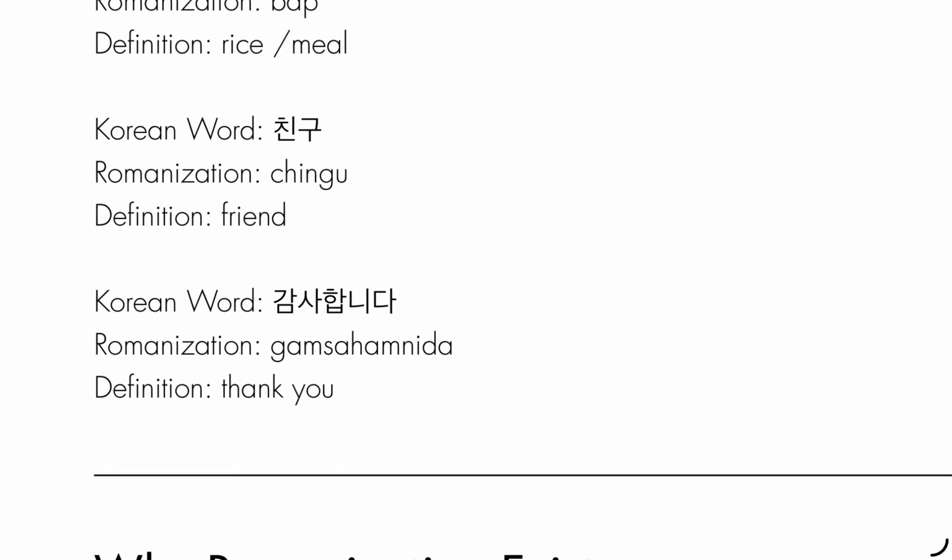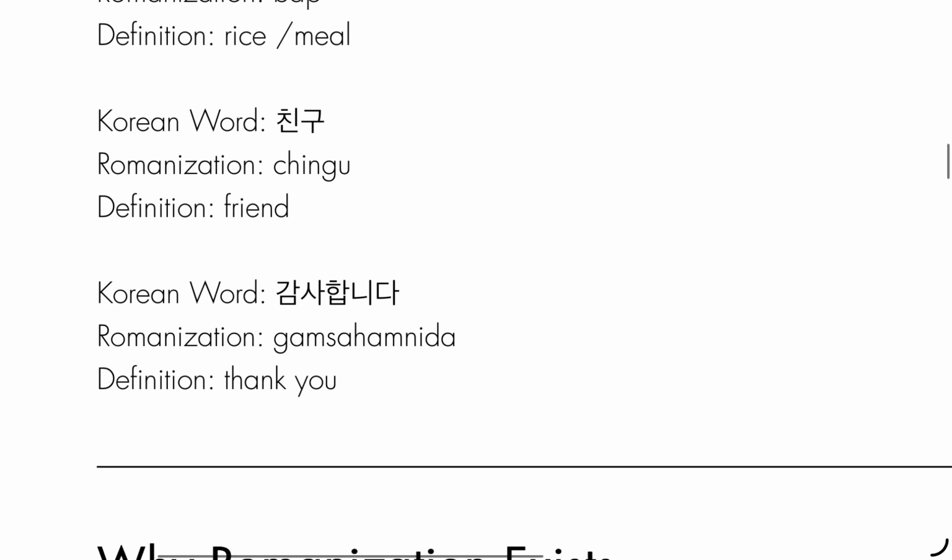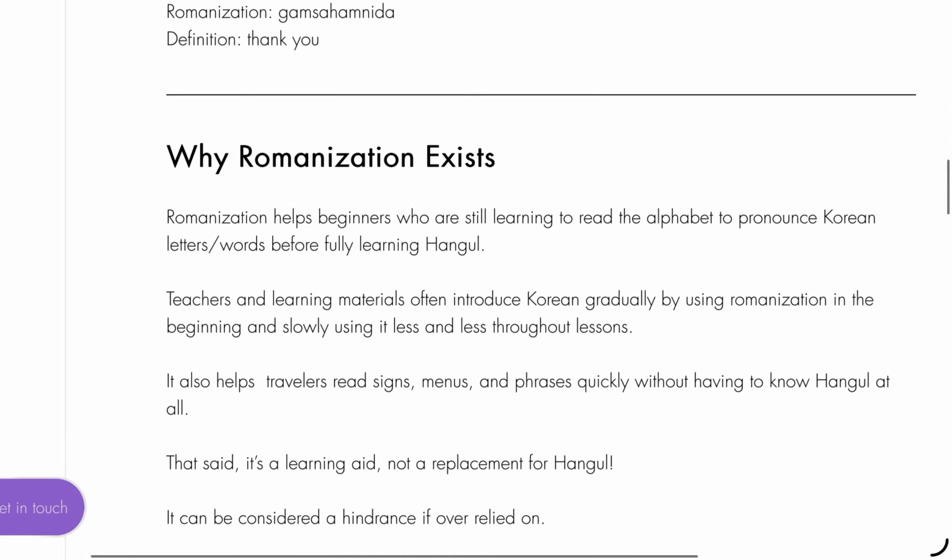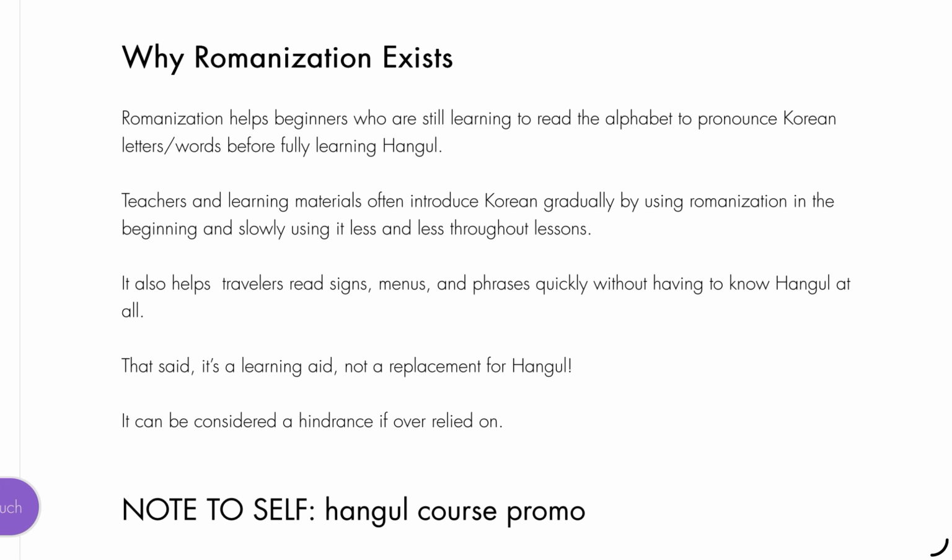So this Romanization does not really perfectly represent the words most of the time. And if you rely on it too much, it can cause your Korean to have less than optimal, let's say less than natural pronunciation. So why does it even exist to begin with? Well, obviously, for our beginners who are still trying to learn to read the alphabet, to learn how to pronounce Korean words and letters, that's who this is for. This is why it exists.